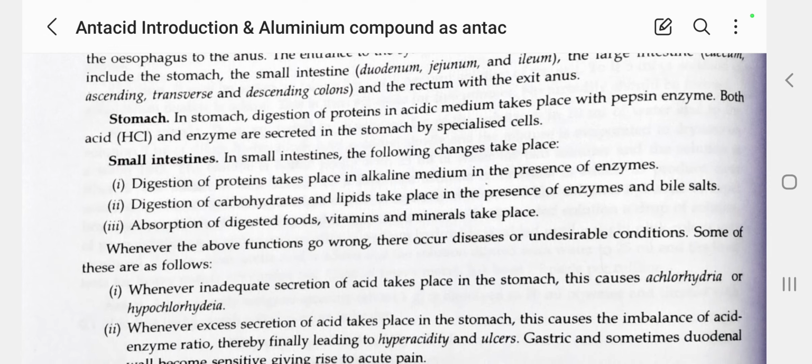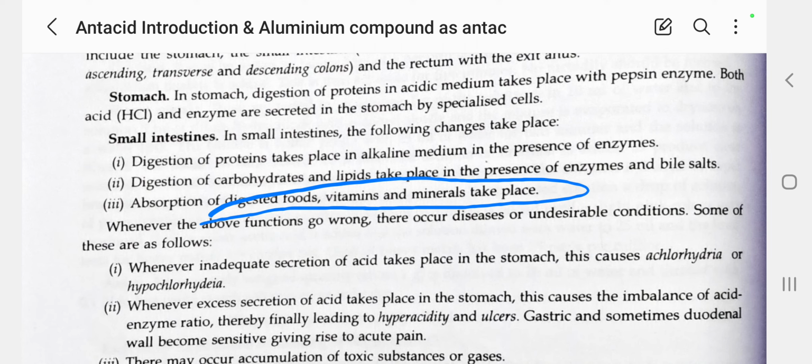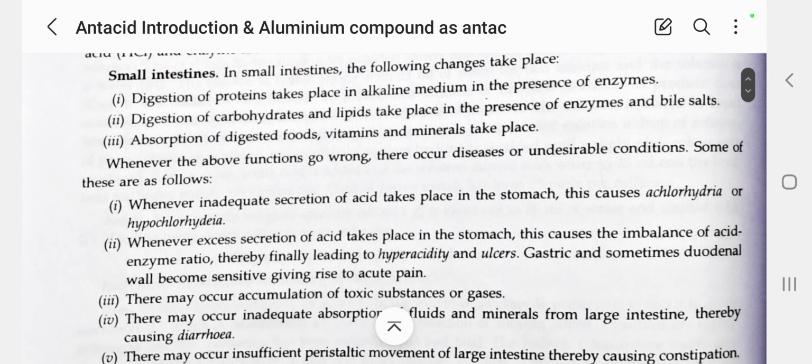Next, absorption of digested food, vitamins and minerals takes place. Whenever the above functions go wrong, disease or undesirable conditions occur. Some of these are as follows.